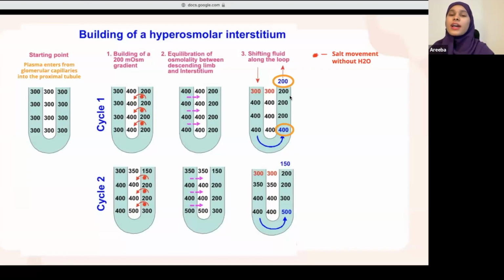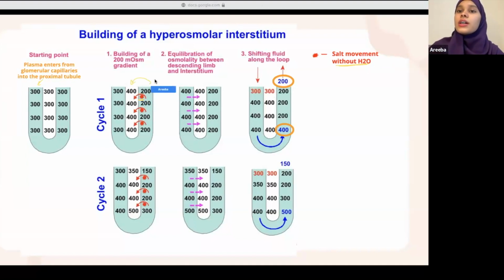So basically, we have this little hypothetical model, and the left part is the proximal tubule, okay? This is where the proximal tubule starts. And then we have a building of the gradient. So this is the start. The fluid comes in, everything is 300 milliosmoles. And then we're going to have a salt movement first, okay? And this salt movement is salt without the water. So it's just salt moving in from here to this tissue.